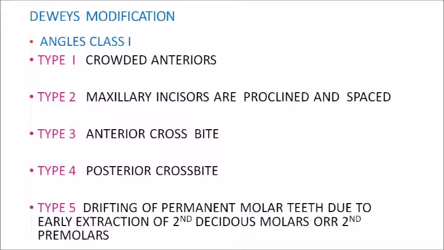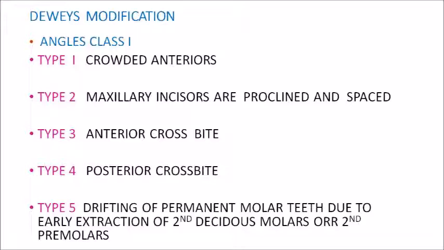Type 1 is when there are crowded anteriors along with the class 1 molar relationship. Type 2 is when the maxillary incisors are proclined and spaced, and type 3 is when there is an anterior crossbite. Type 4 is where there is a posterior crossbite, and type 5 is the drifting of the permanent teeth into the mesial space due to early extraction of second deciduous molars or second premolars. So these are the further modifications of Angle's class 1 proposed by Dewey.